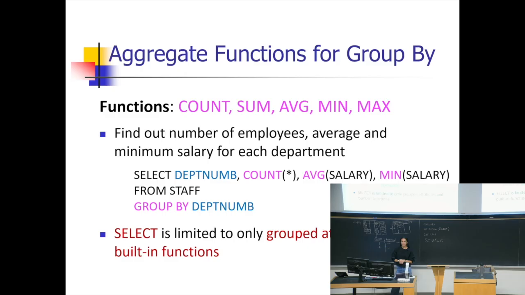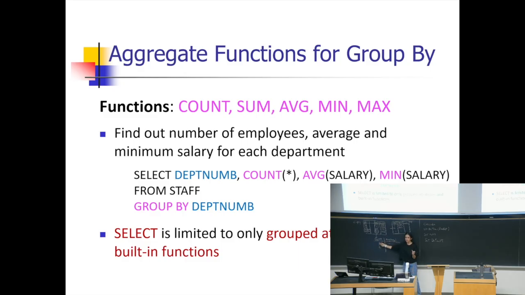Now, when you have this, your select part can be limited. You can only use department number because this is used for grouping, and all the other columns as long as they are used with aggregate functions. For example, can I write select staff name, department number, count star, etc.? No. Can I write select department number, average salary, salary? Can I write also salary? No. Because which salary?